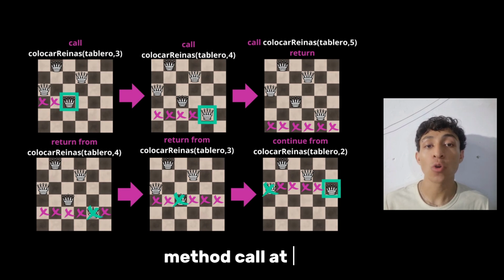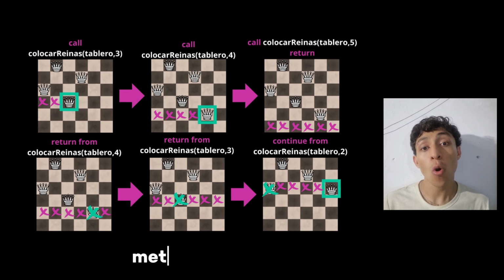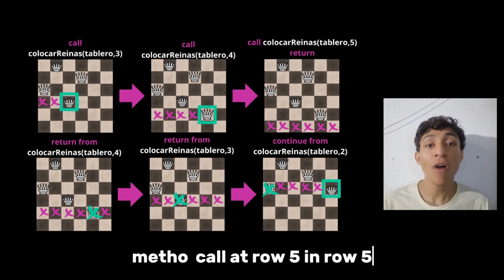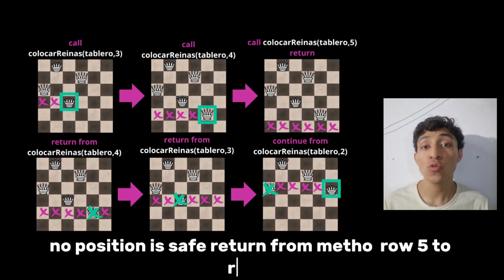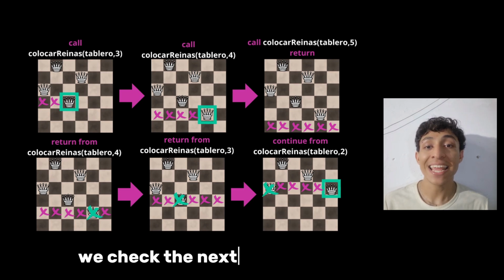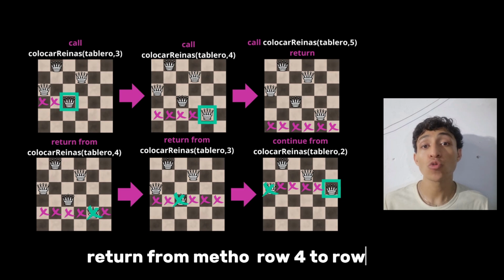Mirror call at row 4. The only safe position is column 4. Mirror call at row 5. In row 5, no position is safe. Return from method row 5 to row 4. We check the next column, it is unsafe. Return from method row 4 to row 3.